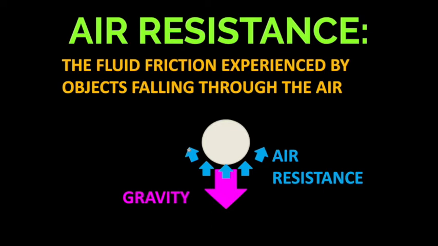So that's why, if you drop a bowling ball and a feather, the feather seems to fall slower, not because gravity's pulling on it less, but because air resistance is holding it up more than the bowling ball. So take a minute just to think about that. And that's the difference.